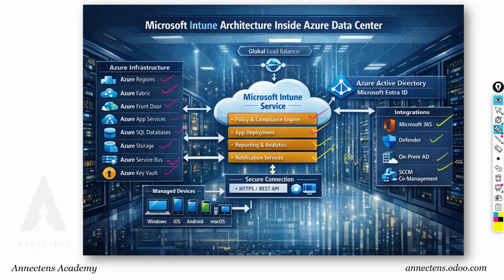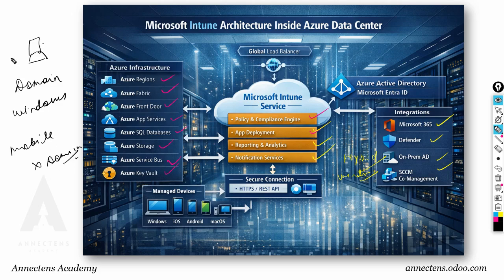And for integration, we have Microsoft 365 Defender, on-prem AD, and co-management. This is where we can have a hybrid connection as well. This is more about Windows I'm talking about. One more thing just to draw attention here: if I'm talking about domain, I'm only talking about Windows devices, because mobile devices we cannot join in a domain. So I'm talking about Windows devices on the domain side.